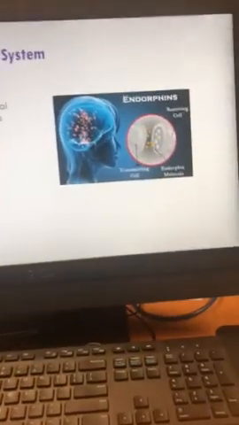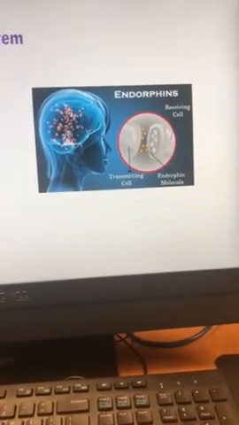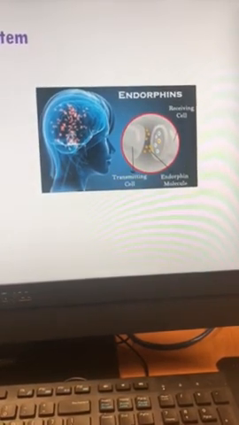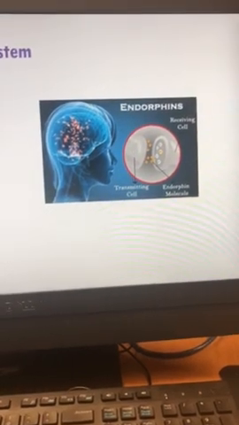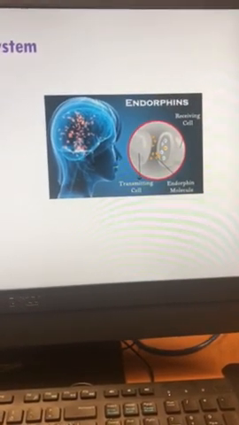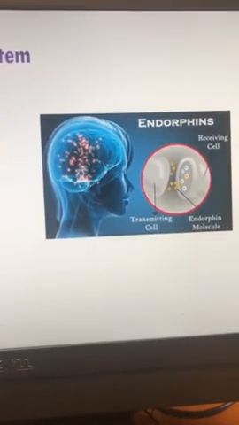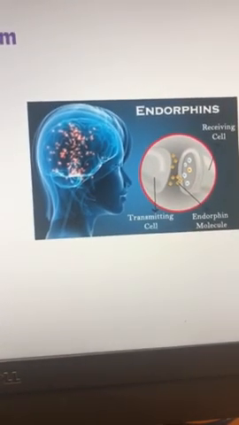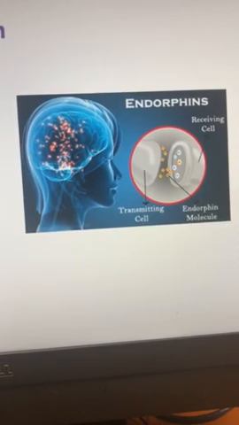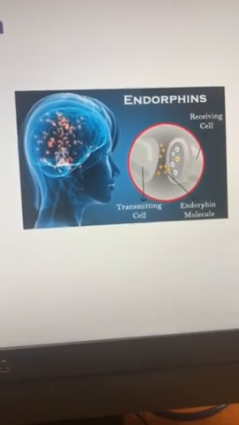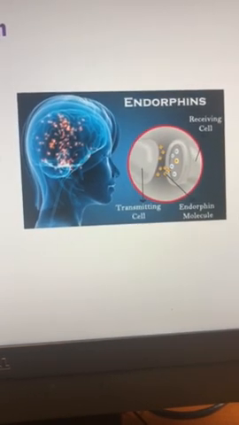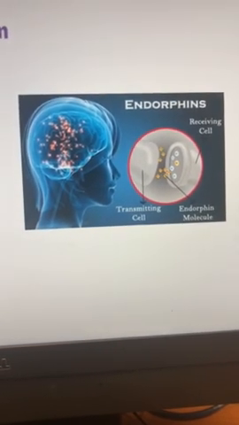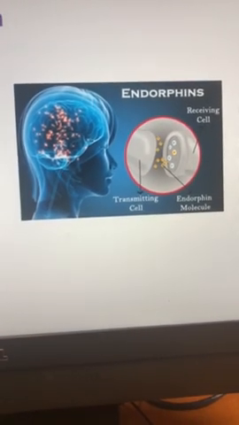As you can see in the picture, it shows endorphins and its transmitting cells and the receiving cells, and also a large endorphin molecule to the left. And as you can see, there are a lot of endorphins being released in her brain activity, which stimulates that. She could have been exercising or having sexual intercourse.